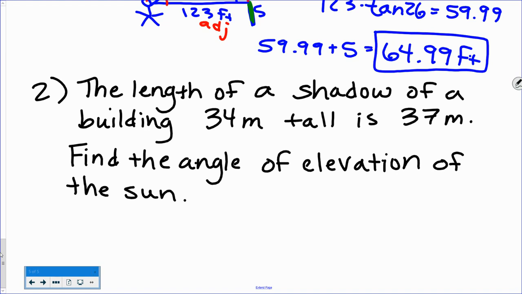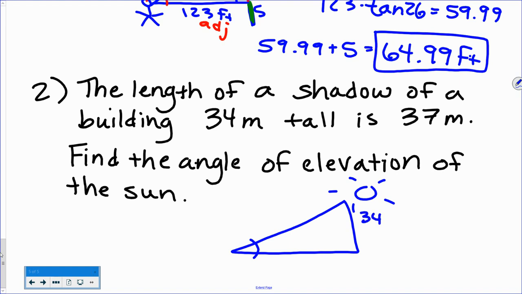All right, so if we do a quick sketch of this right triangle, and you put your sun somewhere, all right, if you wanted to draw in the sun, you're looking up to the sun. So this is the angle they want. That's the angle of elevation, looking up to the sun. If we put your building is 34 meters. Oh, wait, just a second. The length of the shadow, so your shadow will be on the ground. Right, the length of the shadow is 34, and the building is 37 meters tall.